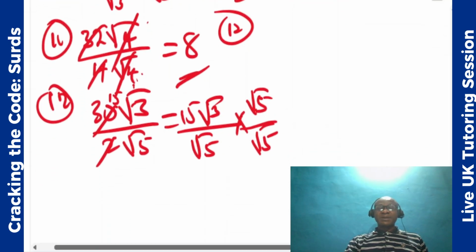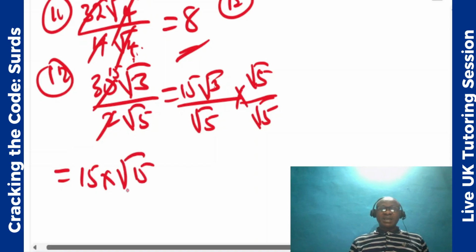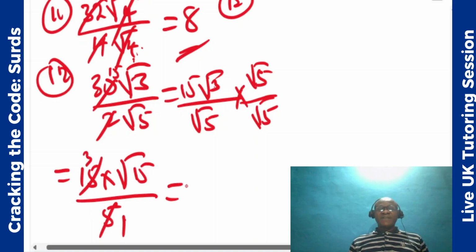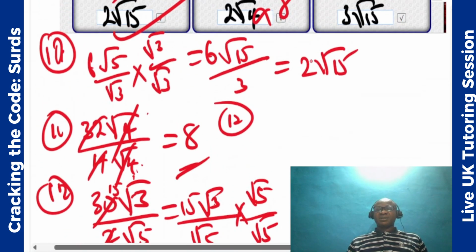So what will happen now is that at the denominator, you are going to get 15 rather. Then here is root 3 times root 5 will give me root 15. And at the denominator, we got root 5 times root 5 is 5. So 5 here is 1. 5 into 15 is 3. Giving your final answer as 3 root 15. Yeah, that is the answer to number 12. And you are there.